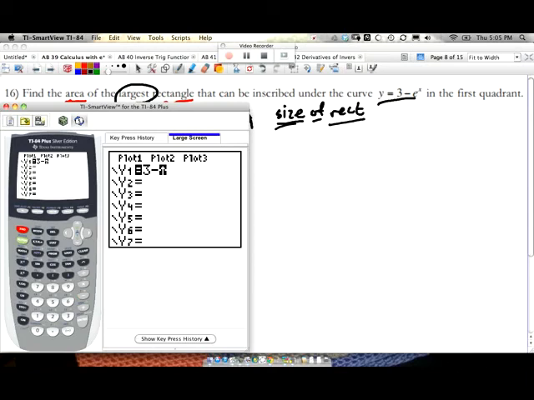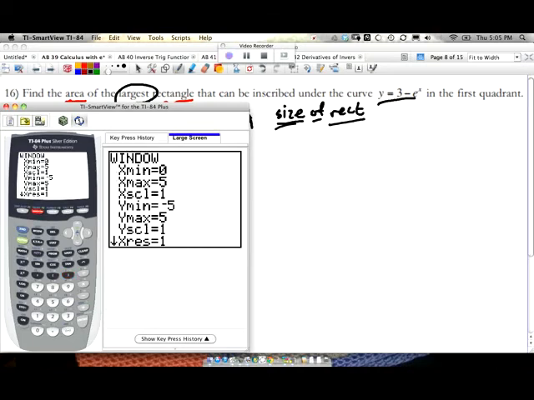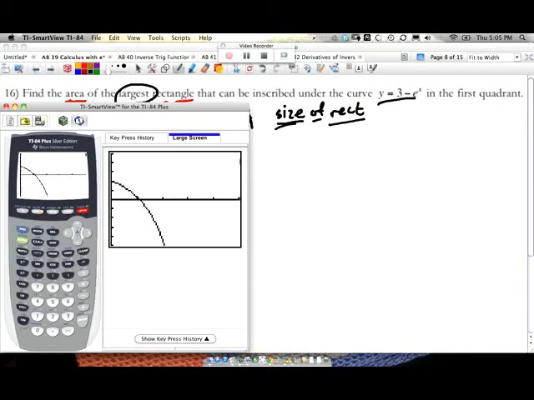I want to graph in here 3 minus e to the x. And we're talking first quadrant, so I don't really care about any other quadrant. Let's start from 0 to 5. Okay, that's fine, 0 to 5. So I'm talking about a rectangle up in here.